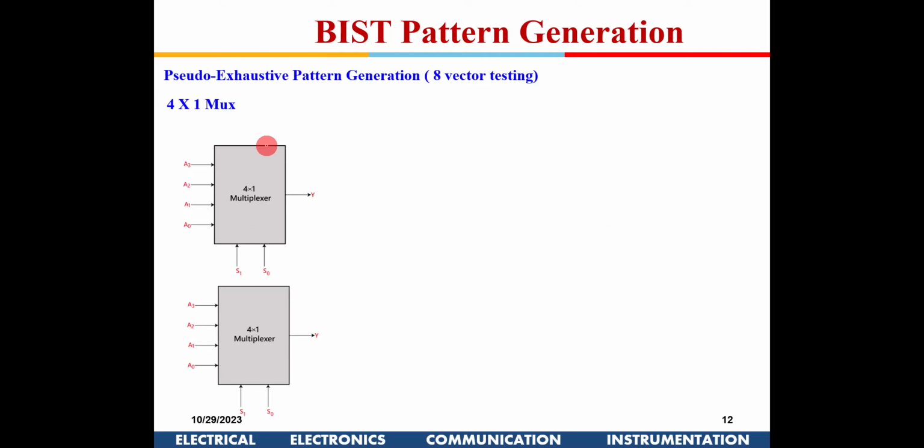Then we have something known as pseudo-exhaustive pattern generation. For this particular test vector, there are two muxes now to be tested. There are 4 inputs here, 4 inputs here, and control signals. So total test vectors required, you could call 2 to the power of 6, 64 test vectors will be required to check this multiplexer. 4 inputs, 2 control signals.